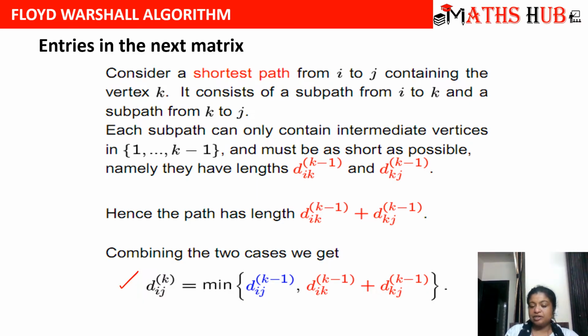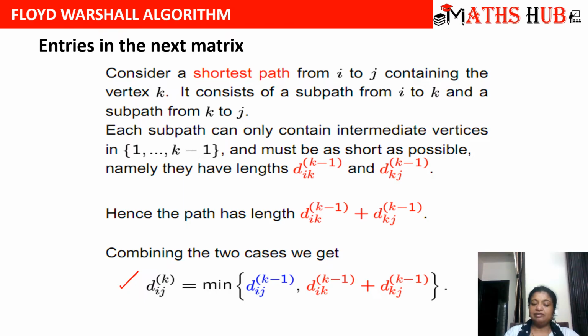So just note down this formula: dij superscript k, where k is the kth weight matrix. If we are going for the first weight matrix, k will be 1. It is the minimum of dij at k minus 1, comma, dik at k minus 1 plus dkj at k minus 1, right? We will be repeatedly using this formula to calculate the entries in the weight matrix, right?